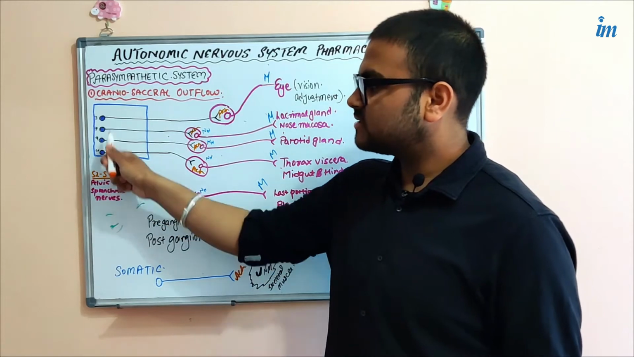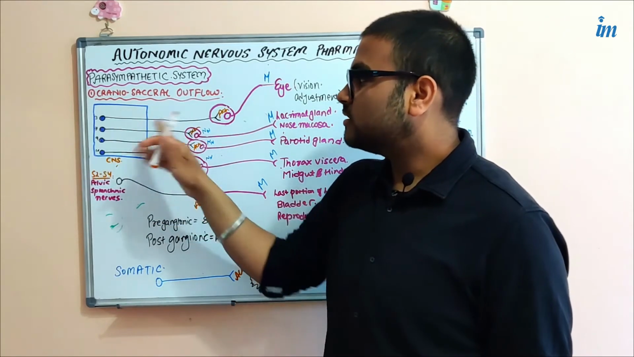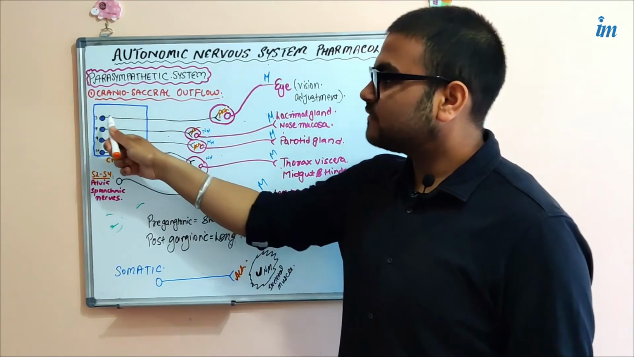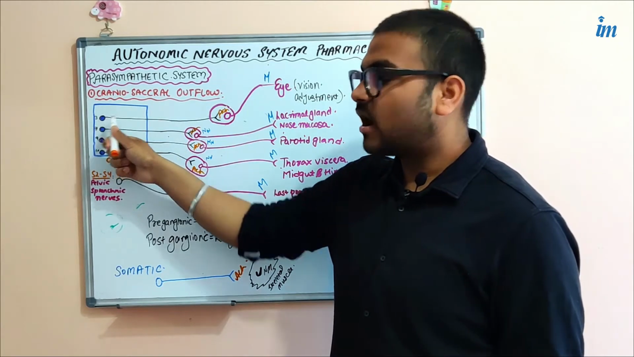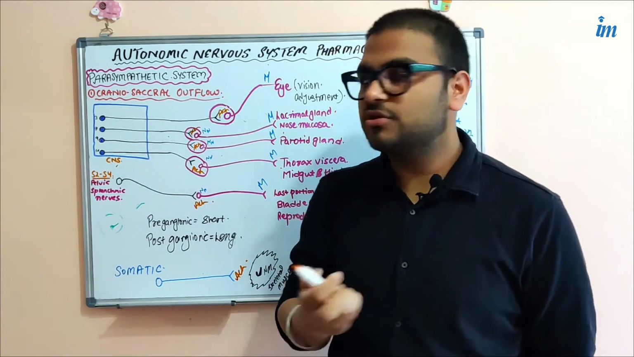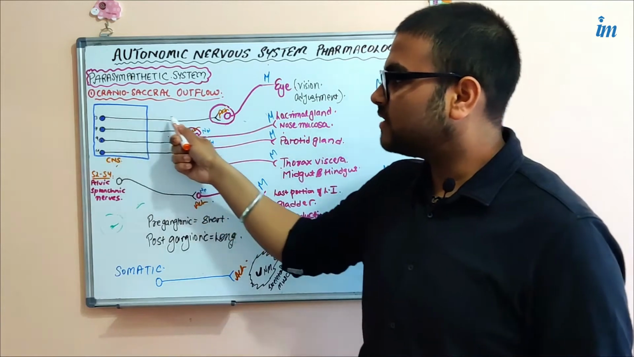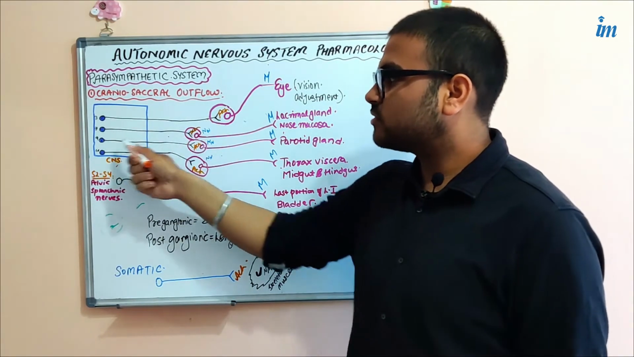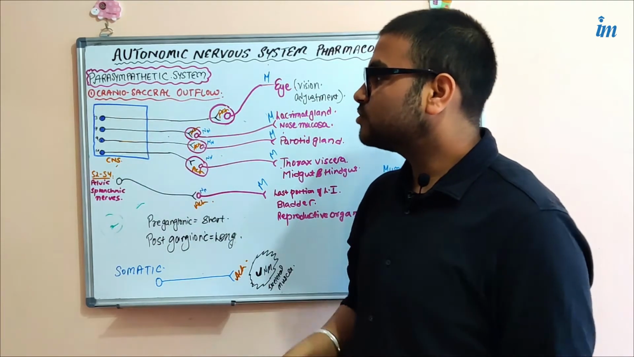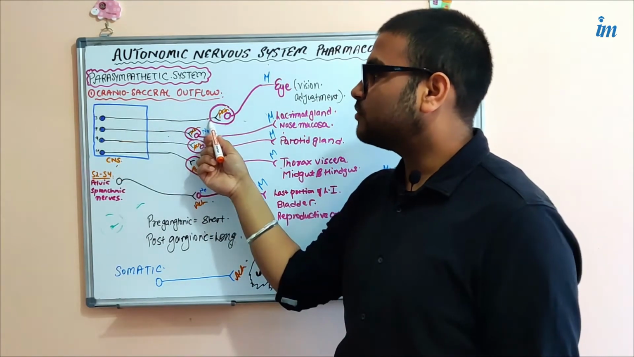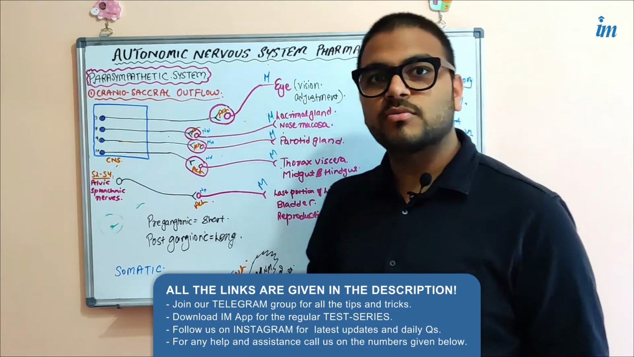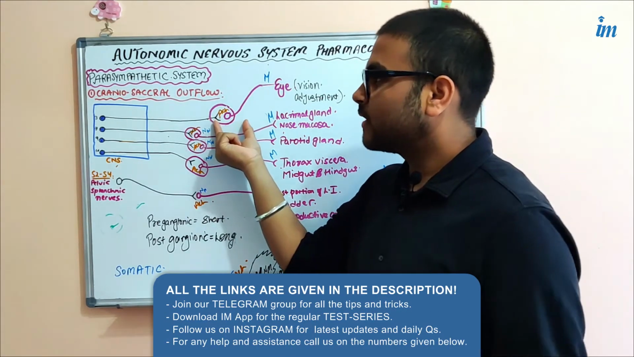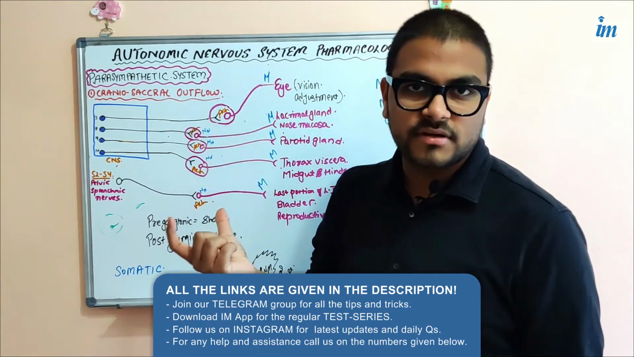Okay, so the neurons that are arising from these nuclei in the CNS, from the CNS, and these are the nucleus. So the neurons that are arising from these nuclei are called as preganglionic neurons. So this is one preganglionic neuron till here, this is another preganglionic neuron, this is another, and this is another. So these are called as preganglionic neurons. Why do we call it preganglion? Because they form ganglionic synapse here.